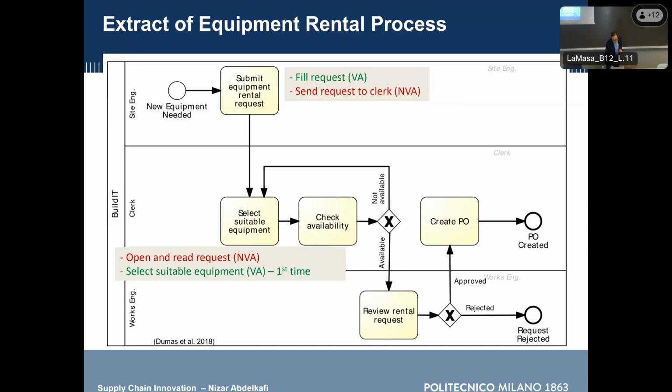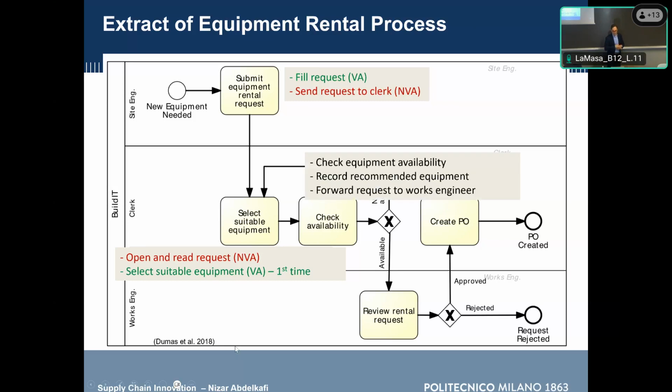Now, let's look at the other activities. Check equipment availability, record recommended equipment, and forward request to works engineering. Check equipment availability. So it's important, right, for the first time to look whether the equipment is available with the supplier. Because if it is available, we will be perhaps renting it and sending it to our construction site. Now, the check equipment availability is value adding.